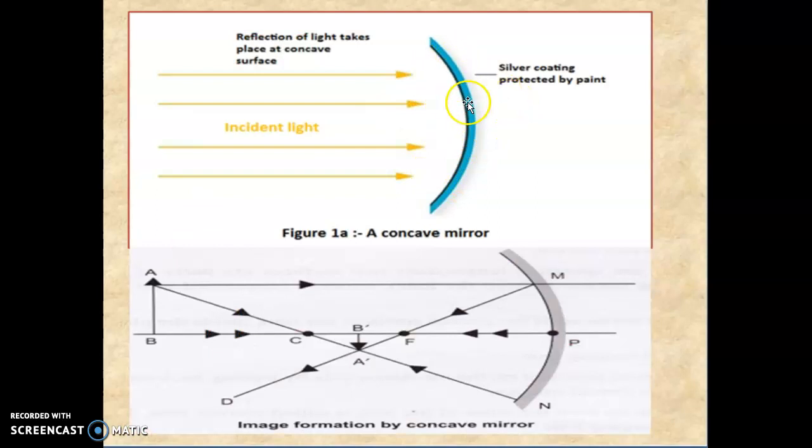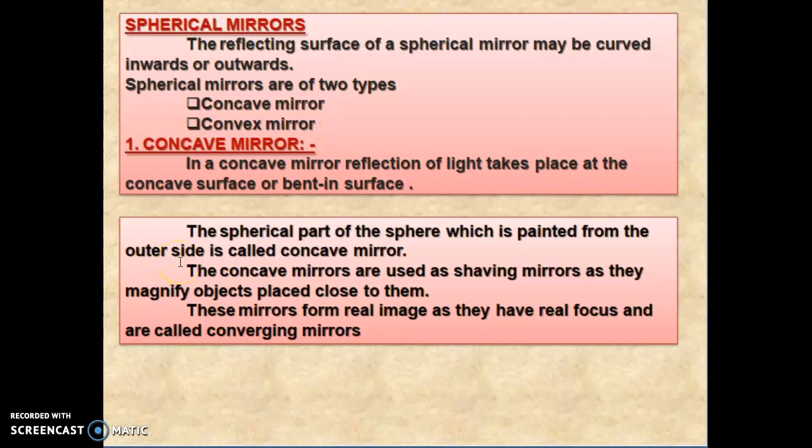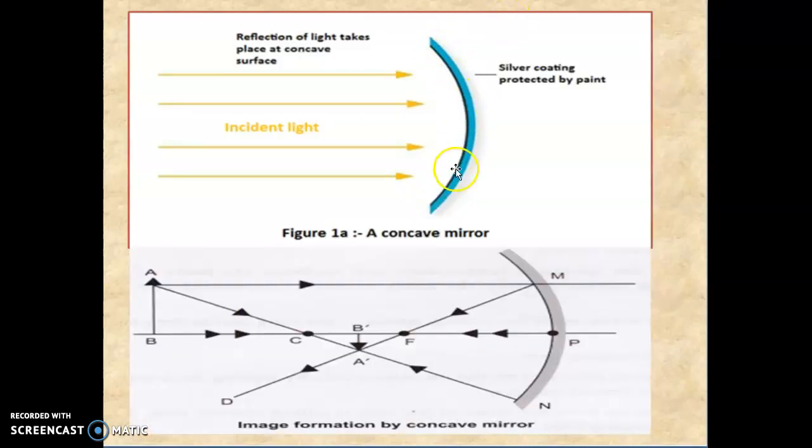Here it will be polished, and you can see that the reflecting surface will be the bent-in surface. So this will be the bent, and the reflecting surface will be polished in this type. So this will be the polished part.